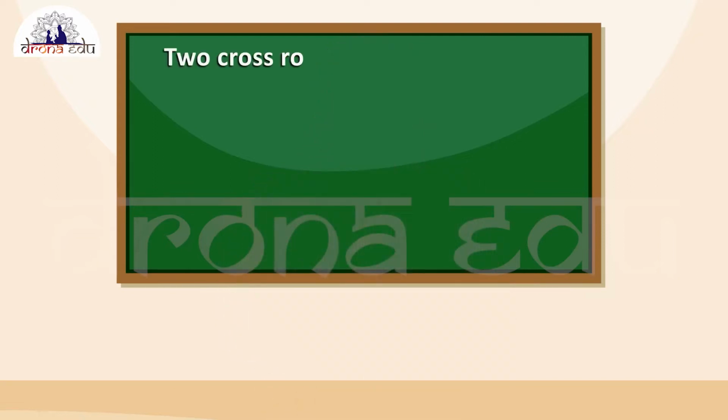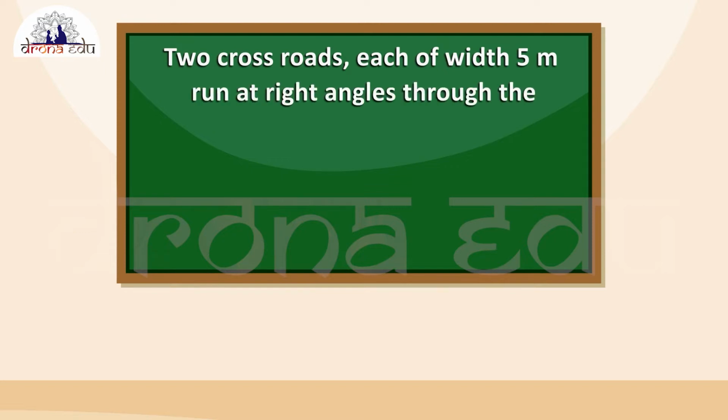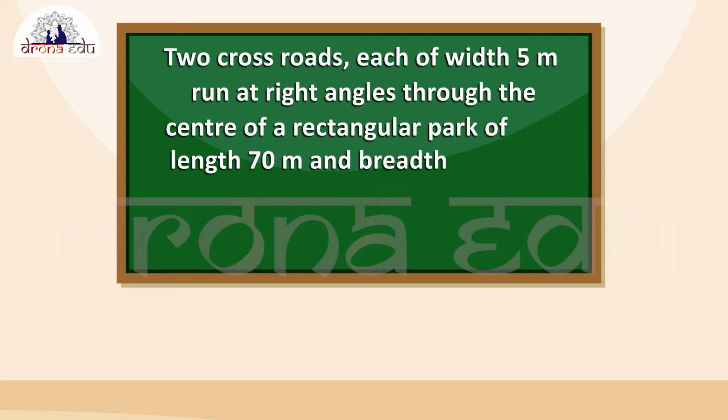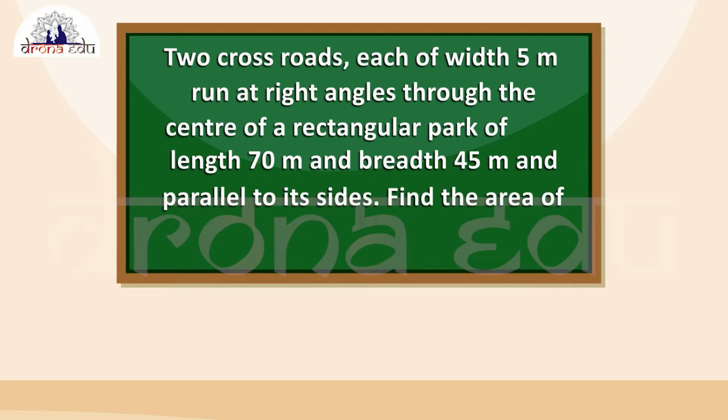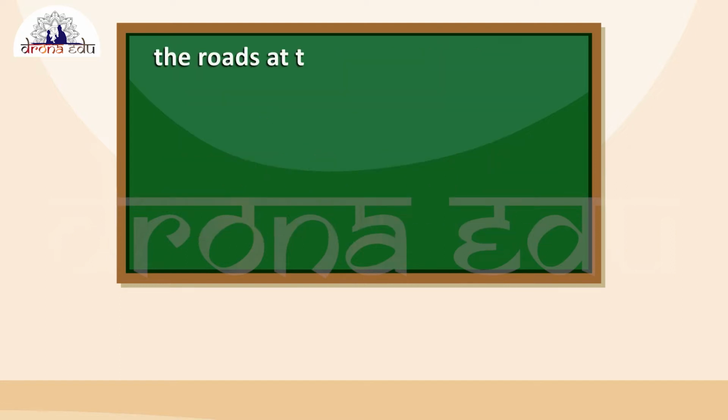There are two crossroads, each of width 5 meter, running at right angles through the center of a rectangular park of length 70 meter and breadth 45 meter, parallel to its sides. We should find the area of the roads, and also the cost of constructing the roads at the rate of 105 per meter square.